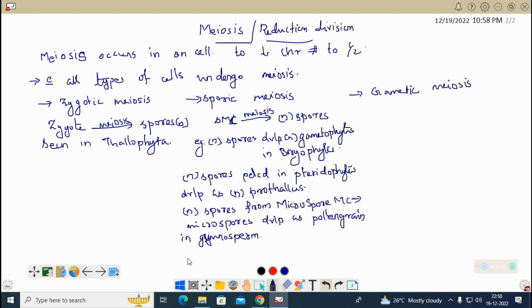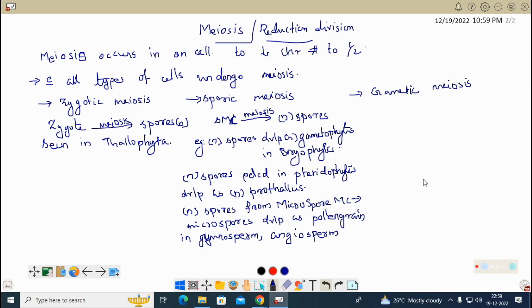angiosperm, the microspore mother cell which is present inside the anther will undergo meiosis and become microspore. That microspore develops as pollen grain. In gymnosperm and angiosperm, both the microspore mother cell undergo meiosis and become microspore, which develops as the pollen grain. So this is the way sporic meiosis occurs. Sporic meiosis is a characteristic feature of plants.